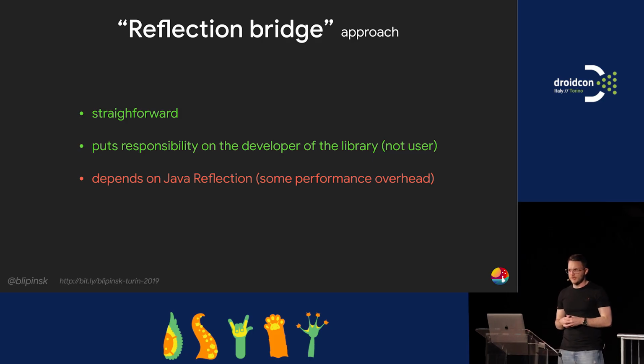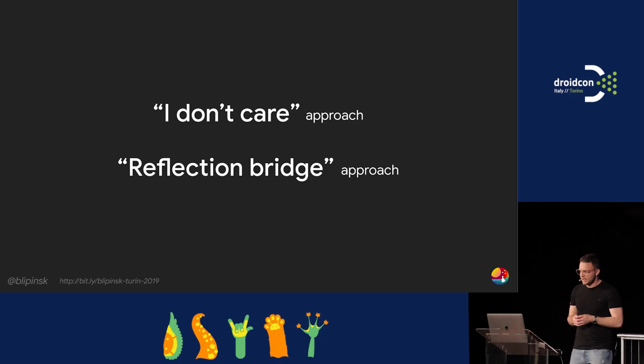This approach is actually very straightforward. If you make the same thought experiment as before, if I hand you over this library, you probably would be able to figure out how it works. Because it puts the responsibility for the proper usage on the developer of the library and not on the user of the library. The only downside is that it depends on Java reflection, which has some performance overhead. Even if it's not that big, it has some performance overhead. So those were the two approaches that are currently in use.